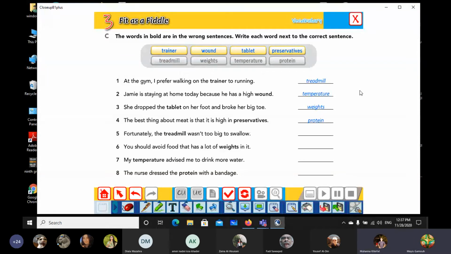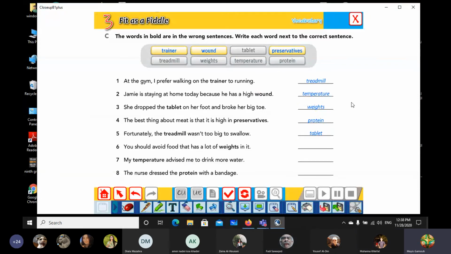Here we have four more words, which are trainer, wound, tablet, and preservatives. So which one do you think that you can swallow? إنه أنت بتقدر إنه أنت تبتلعه? Okay, is it tablet? The trainer, the person? No. Is it the wound? Tablet? Yes, it is the tablet, dear, because it means medication, right?